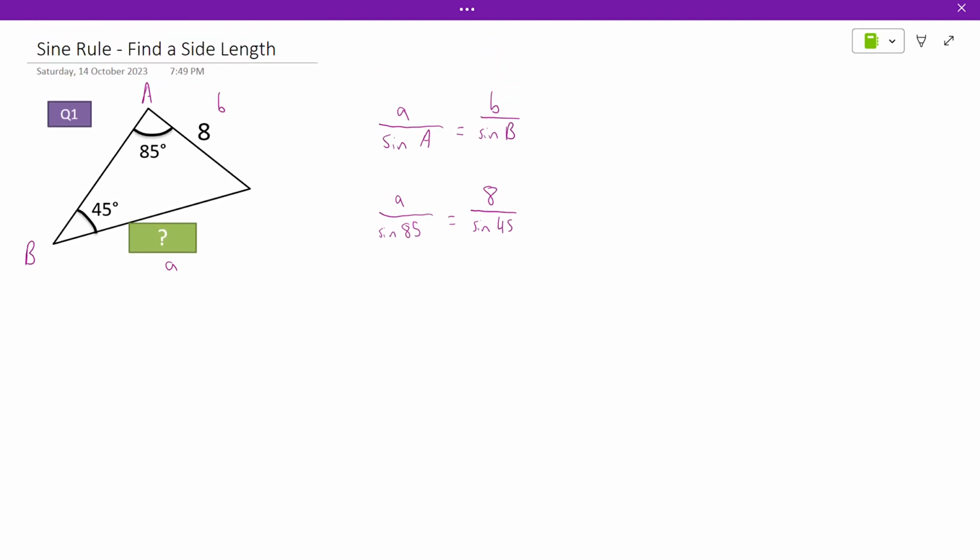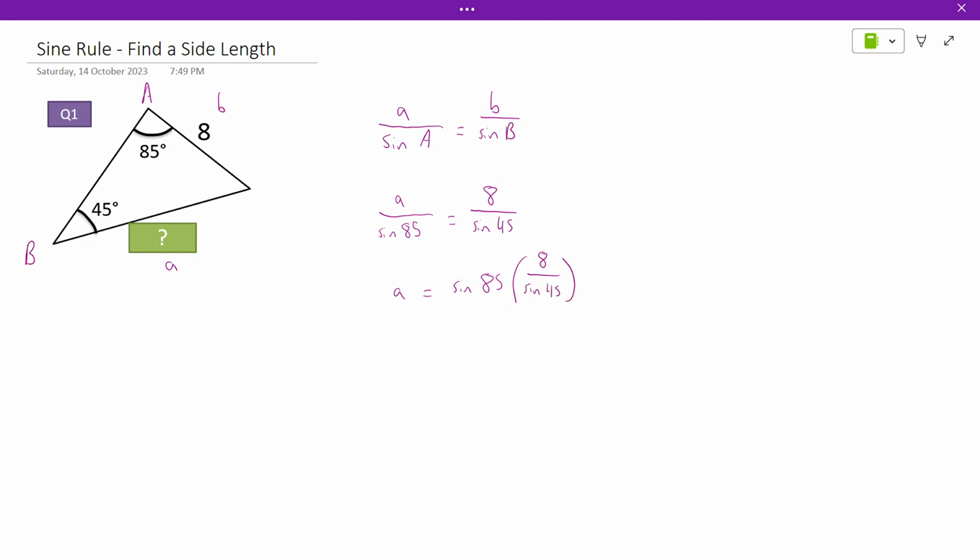So this is divided by sine 85 on the left hand side of the equation, we can multiply both sides by sine 85, and that will simplify our left hand side. So if we multiply both sides by sine 85, on the left hand side we're going to be left with just a. So a equals sine of 85, and then in brackets I'm just going to put what we already had on the right hand side. So we already had 8 divided by sine 45.